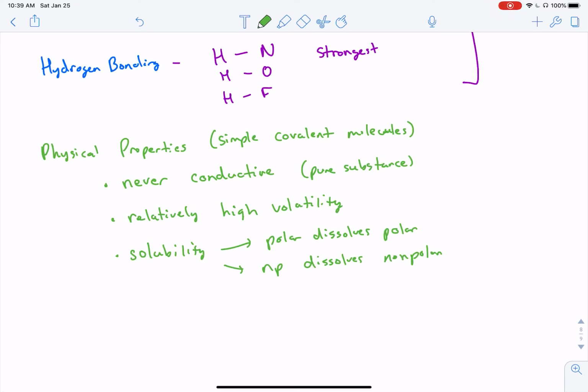Yeah, assuming that's a simple covalent molecule in its purest state. Because some could argue that if you put HCl into water, it would be conductive because it's a strong acid. But we're talking about just pure HCl, because there's no ions or free moving electrons.